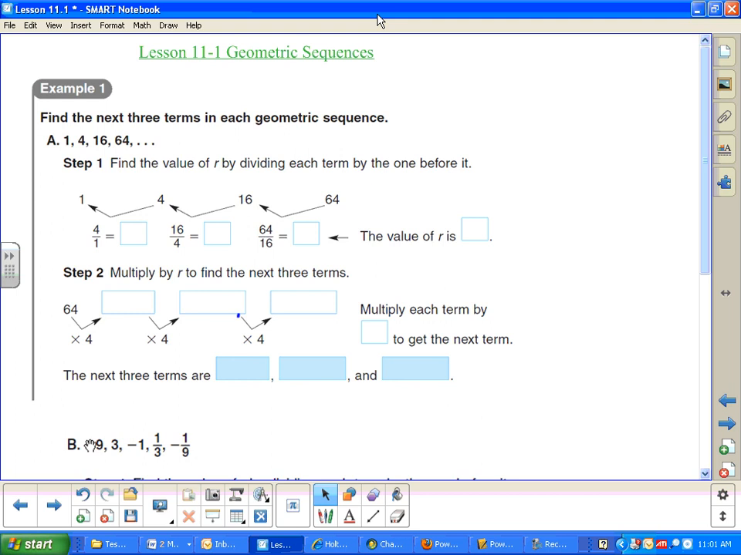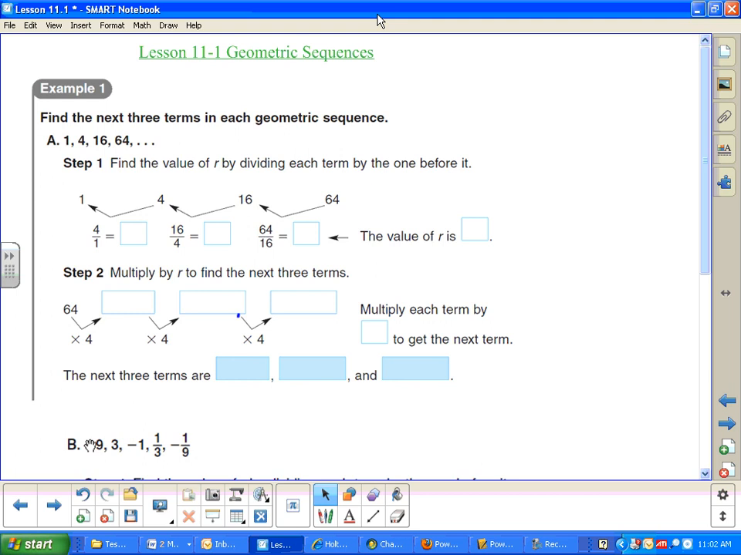All right, so 11-1 is called geometric sequences. And so what we're going to do is we're going to look at what a geometric sequence is, and we're going to look at how you find different terms in the geometric sequences.